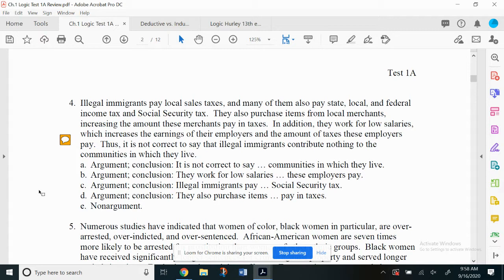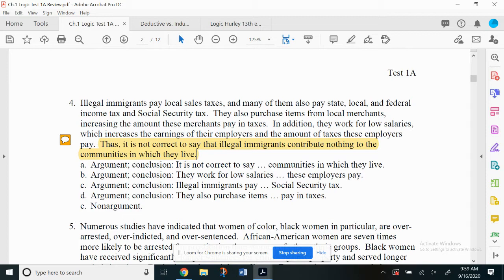So how many of you got A? That's because A is correct. It is not correct to say, now this one is awesome. Why is this one an easy one for the most part? How many of you thought that thus was a conclusion indicating word? Bingo, you are right. It is a conclusion indicating word.